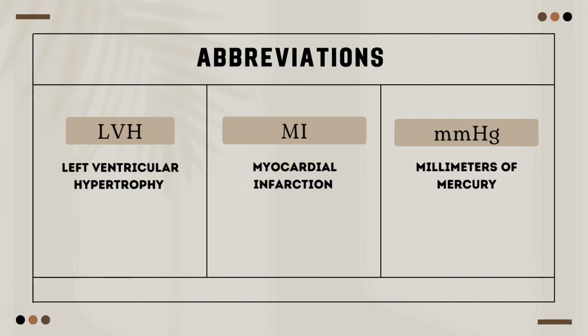Next, we have the MI, or the myocardial infarction. Myocardial infarction, known as the heart attack. What is a heart attack? A heart attack occurs when blood flow to a part of the heart muscle is blocked, usually by a blood clot. This blockage leads to the death of the heart muscle tissue due to the lack of oxygen.